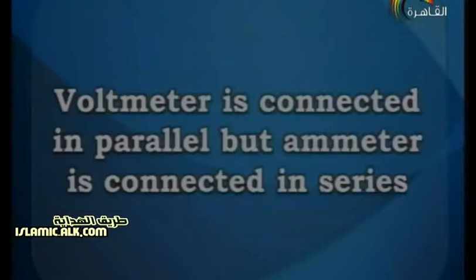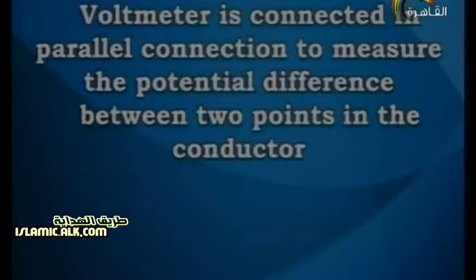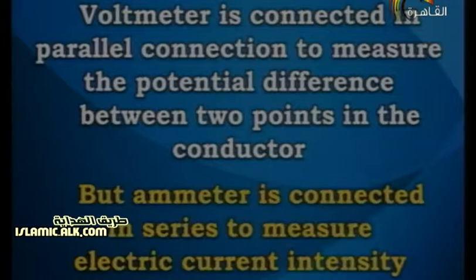Another give reason for. We have here the voltmeter connected in parallel, but the ammeter is connected in series. Why? Because the voltmeter is connected in parallel to measure the potential difference between 2 points in the conductor. But the ammeter is connected in series to measure the electric current intensity.